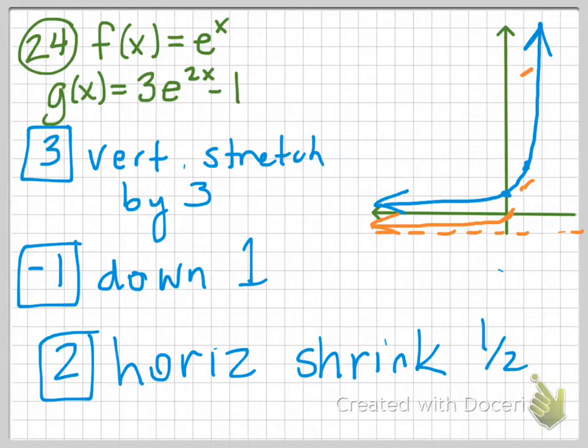about right here. But then on top of that, we've got our horizontal shrink by 1/2. So that point needs to come in a half. So I'm actually going to take that mark back off and come in a half from there, and we're going to be right about here when that happens.